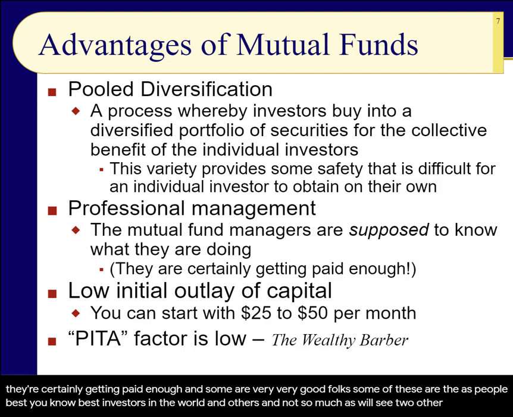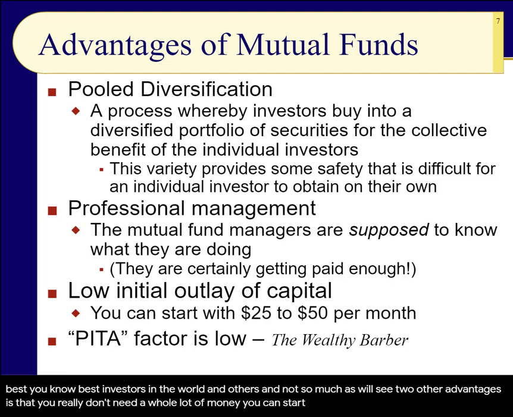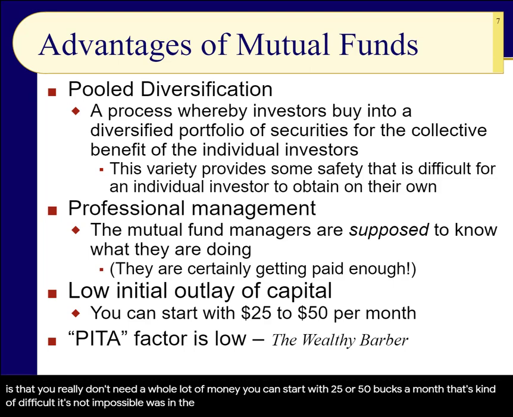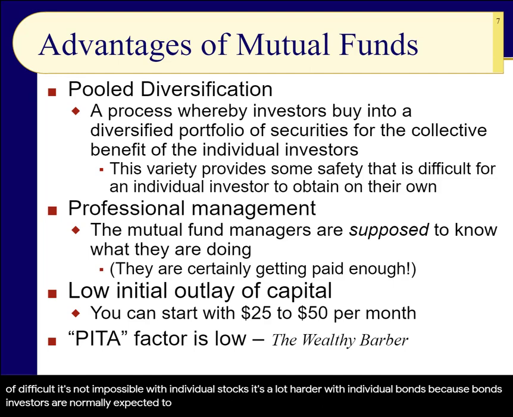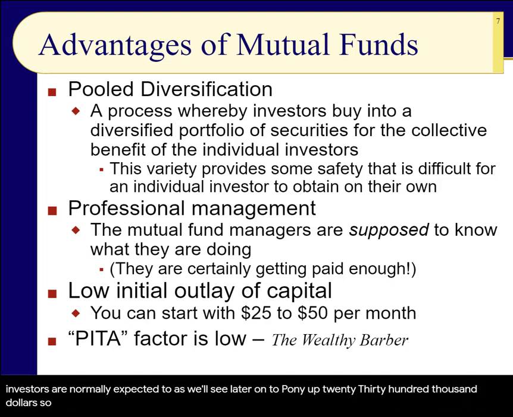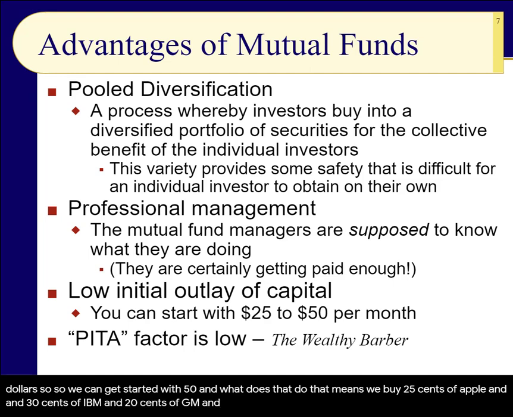Two other advantages are that you really don't need a whole lot of money. You can start with $25 or $50 a month. That's kind of difficult, though not impossible, with individual stocks. It's a lot harder with individual bonds, because bond investors are normally expected to, as we'll see later on, pony up $20,000, $30,000, $100,000. So we can get started with $50 a month from our paycheck, from our checking account. And what does that do? That means we buy 25 cents of Apple and 30 cents of IBM and 20 cents of GM. You get the idea. The mutual fund company takes care of all that.